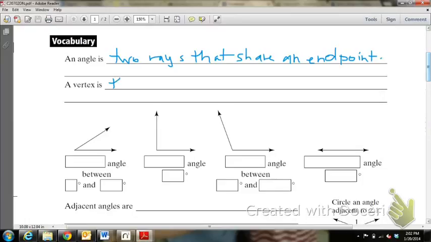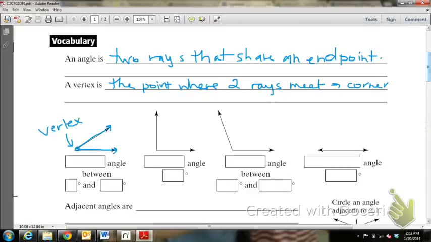And the vertex is the point where two rays meet. Think of it like a corner of the angle. So now we're going to classify different types of angles. This first type, so here are the two rays, and here's the vertex. This is the vertex. Okay, and your angle is always named by, the angle happens at the vertex. So this is where the angle is measured. So this is the angle.